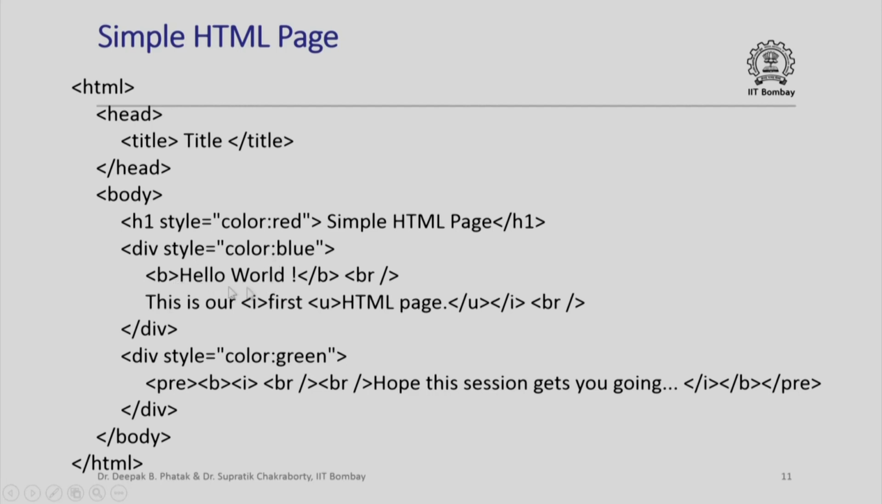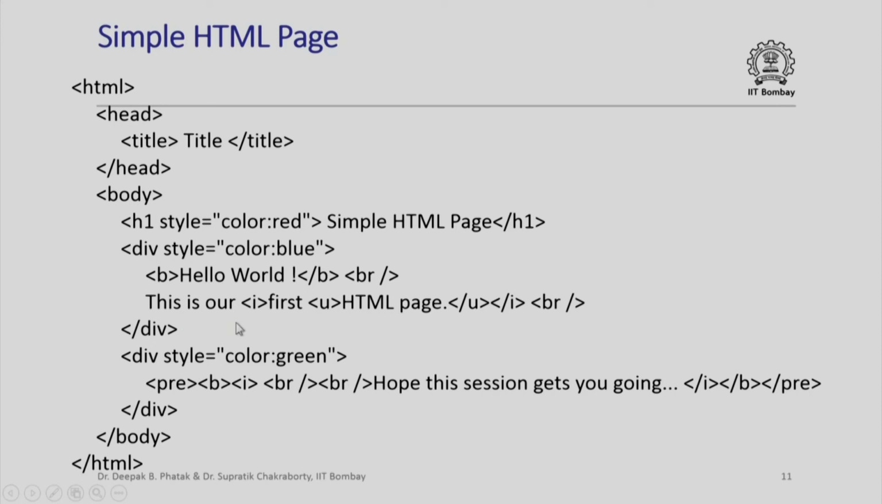Not only that, B and slash B makes it bold and there is a line break after this. This is our first HTML page, is the text that we want to appear. All of this will appear using the previously defined style, but because I have enclosed first in between I and slash I, all of this will appear in italics. Further, HTML page is another component which is enclosed between U and slash U. That means HTML page will appear as underlined. Since the entire thing is enclosed in I and slash I, the whole thing will appear as italic, and slash div will end this entire component.